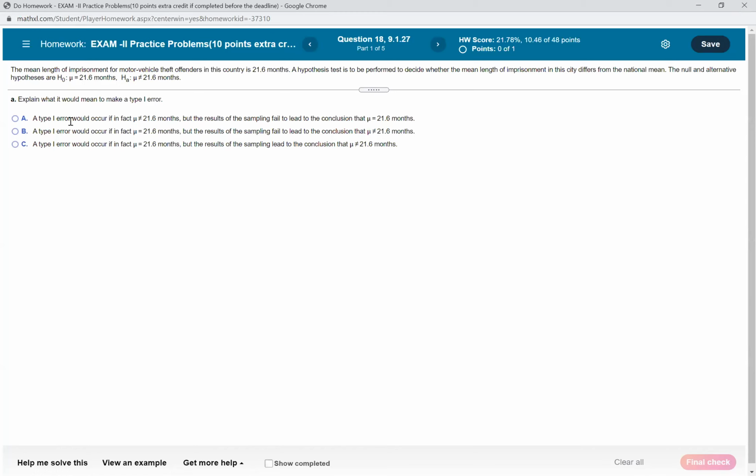So a type 1 error would occur if in fact mu is 21.6, but the results of sampling fail to lead to this conclusion and say that this is not true. So a type 1 error would occur if in fact this is true, but the data is leading to the conclusion that it is not. So this is a type 1 error.